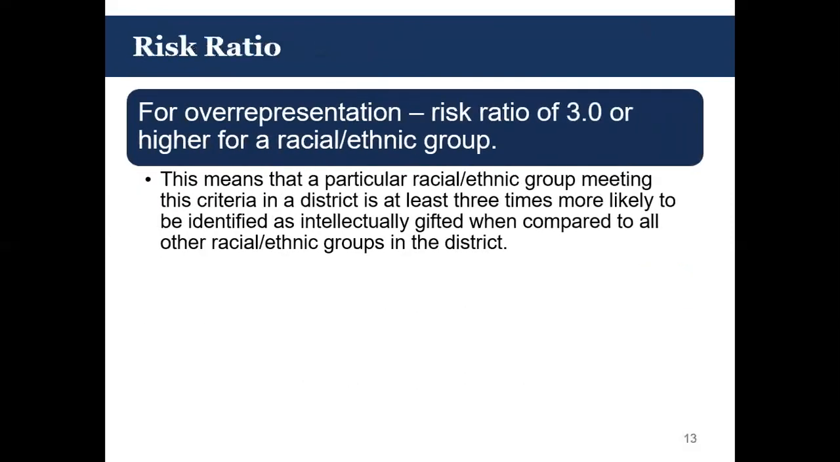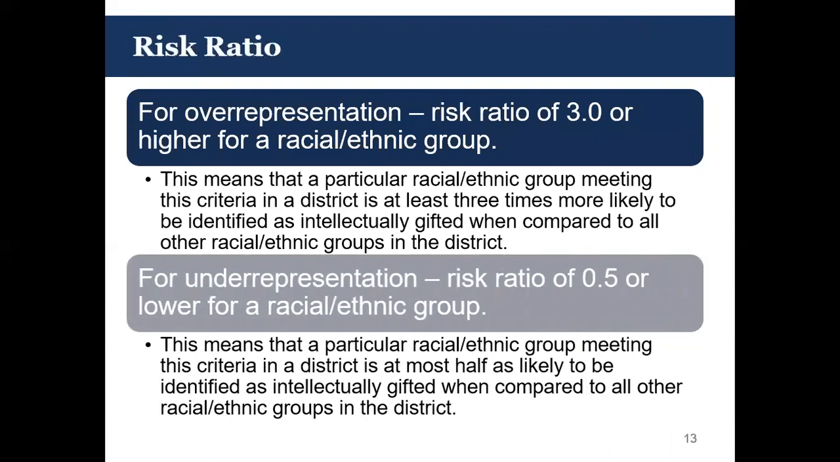Risk ratio. For overrepresentation, a risk ratio of 3.0 or higher for a racial or ethnic group. That means that a particular racial or ethnic group meeting this criteria in a district is at least 3 times more likely to be identified as intellectually gifted when compared to all other racial or ethnic groups in the district. For underrepresentation, a risk ratio of 0.5 or lower for a racial or ethnic group. That means that a particular racial or ethnic group meeting this criteria in a district is at most half as likely to be identified as intellectually gifted when compared to all other racial or ethnic groups in the district.